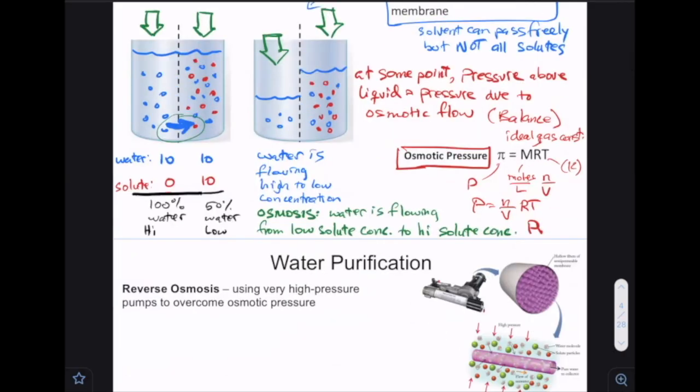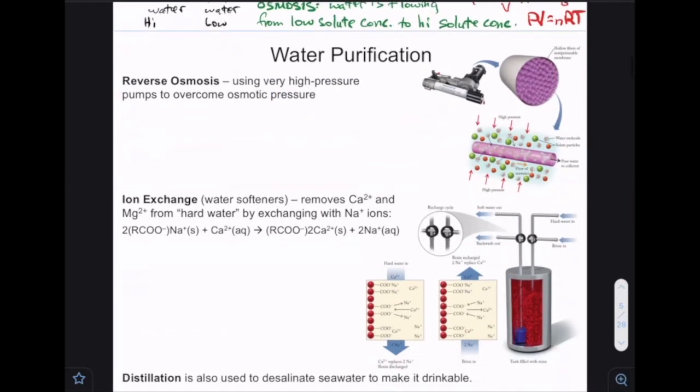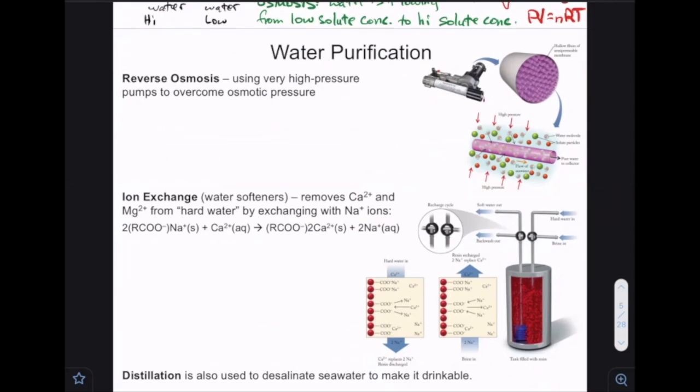This is PV equals nRT. It's PIV-NERD, right? It's the same kinds of ideas. If we have an ideal solution like this, we'll find osmotic pressure is going to behave mathematically the same way that we would expect ideal gases to behave. Lots of water purification systems use this principle.